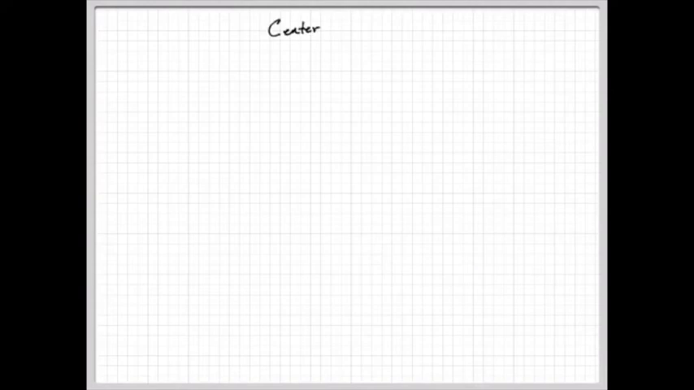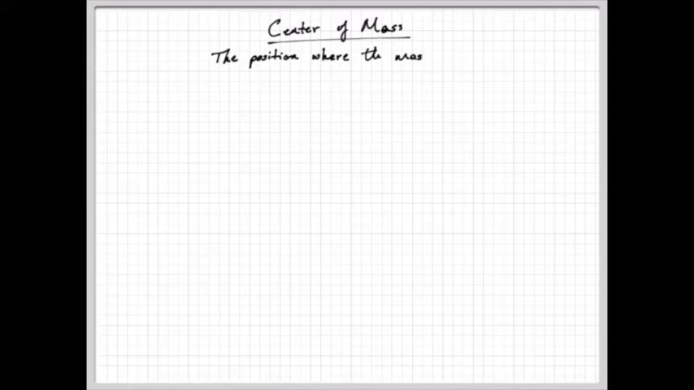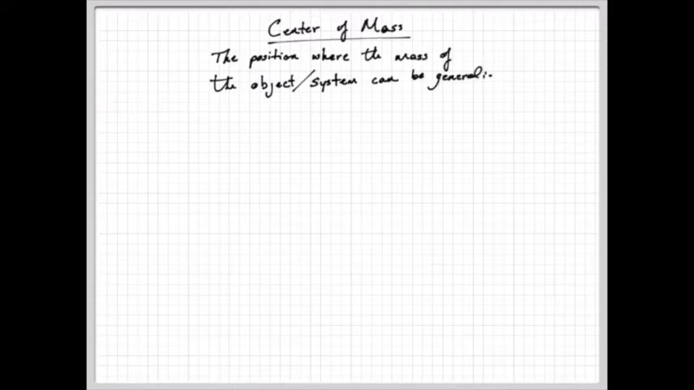Okay, so we're going to talk about center of mass in this video. We've already talked about center of mass, or at least used that word before when we did rotation. But this represents the position where the mass of an object or the system can be generalized to a single point.